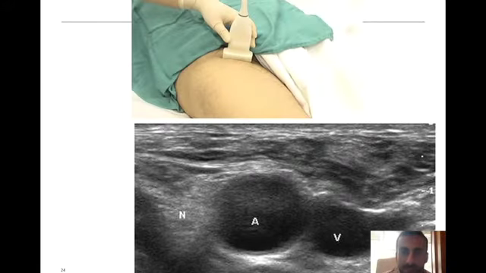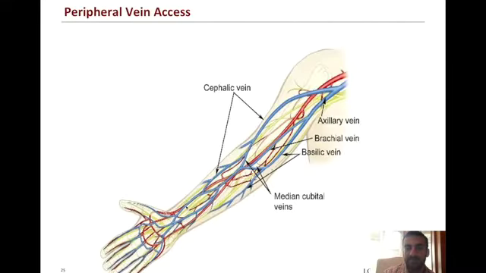As you can see in this picture, placing the ultrasound probe in the inguinal crease allows us to have quick identification of the artery and vein. I think that is one of the biggest useful utilities when it comes to femoral vein cannulation. You can see also the nerve here.